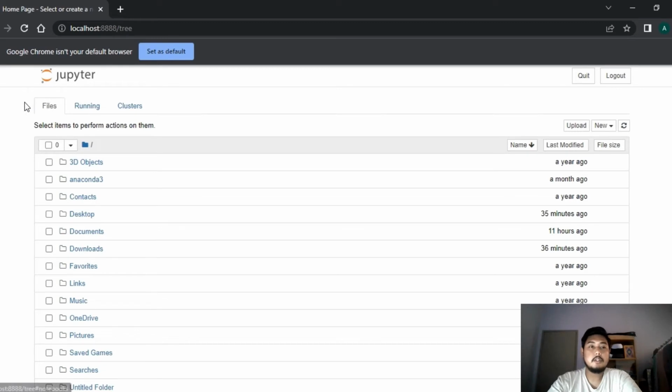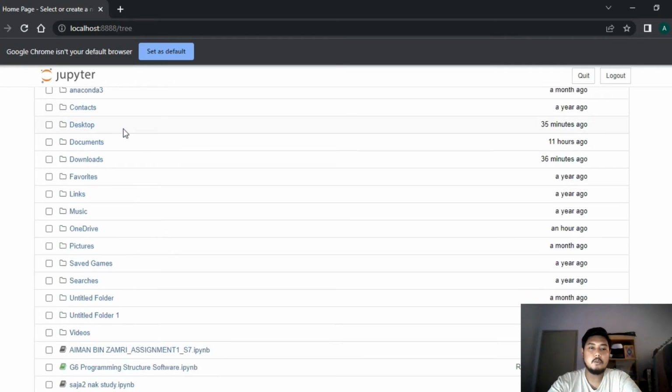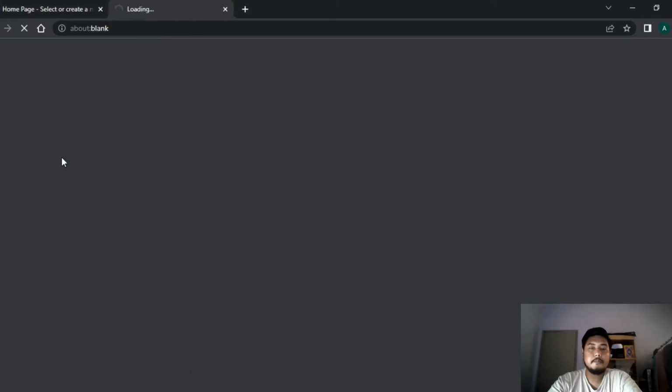I'm going to continue this presentation with my part in order to expose our own software that we have developed. So this is the front page of Jupyter Notebook. We use Jupyter Notebook to construct our software. As you can see at the bottom of the screen, we have named it Group 6 Programming Structure Software in format of ipynb. So we proceed to our program.